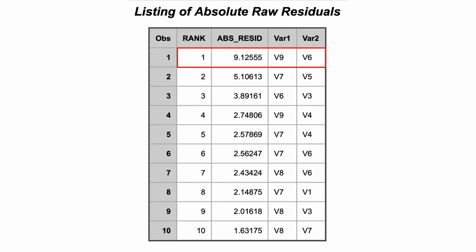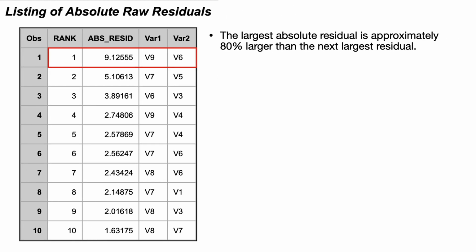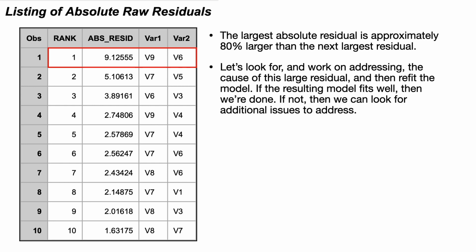So again, looking at the listing of absolute raw residuals, we see that the largest residual in absolute value is 9.12555. The next largest is 5.10613. We see here that the largest absolute residual is approximately 80% larger than the next largest residual. Let's look for and work on addressing the cause of this large residual and then refit the model.